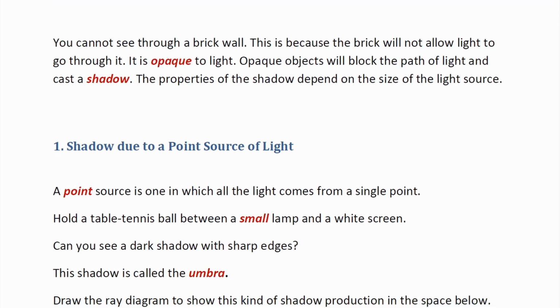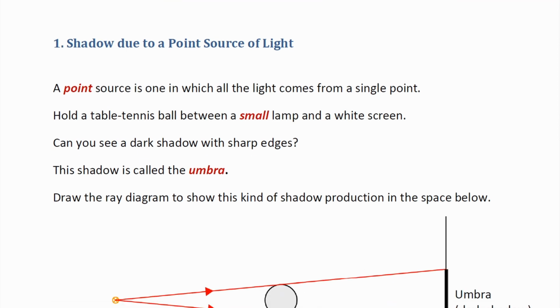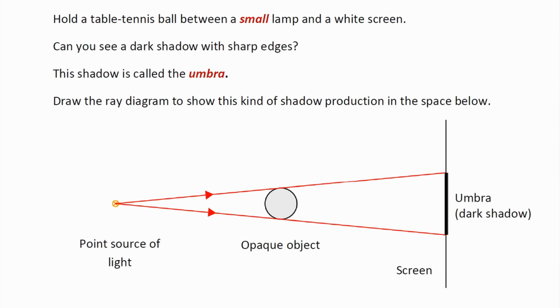So a point source of light, all the rays of light come from a single point. This is what we saw a few minutes ago, and we got a dark shadow. The only reason this happens is because light travels in straight lines. Again, if light curved, it would curve around the object and fill in the area behind it. That doesn't happen. This is more evidence that light travels in straight lines.